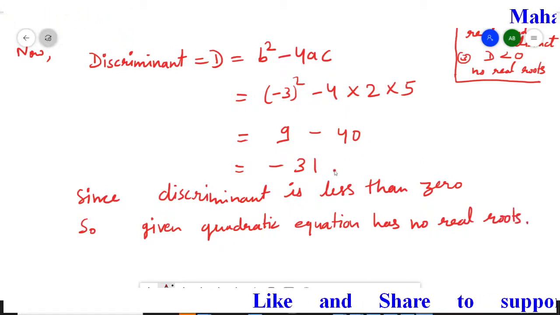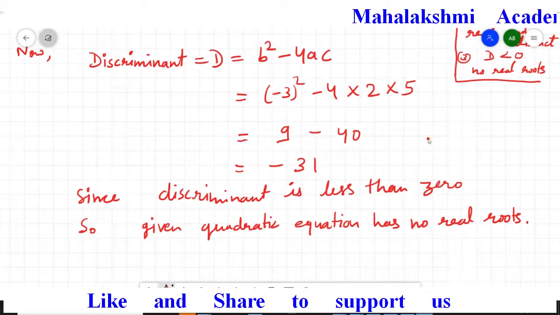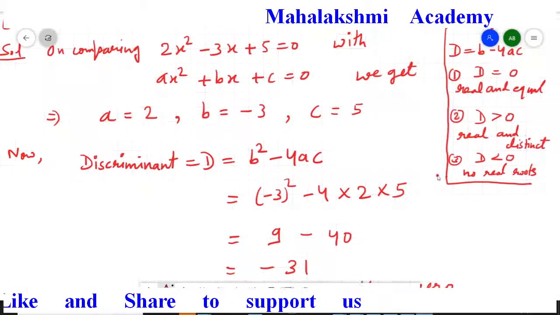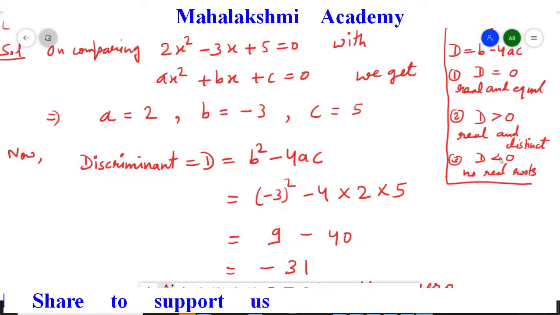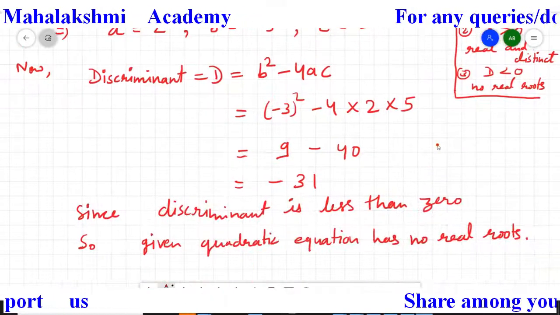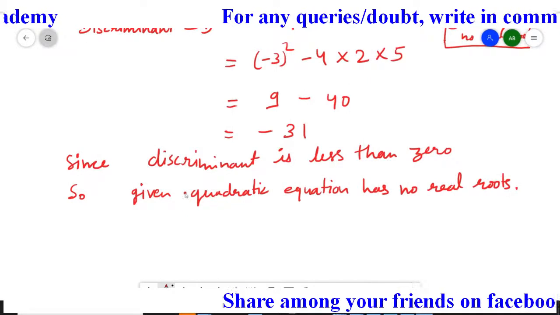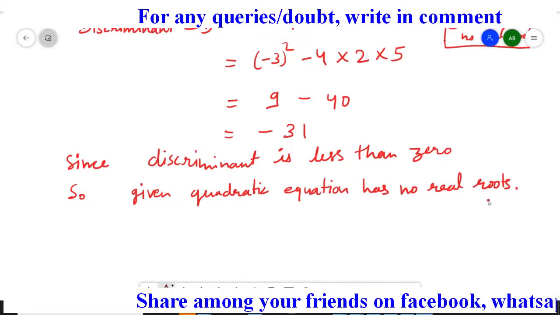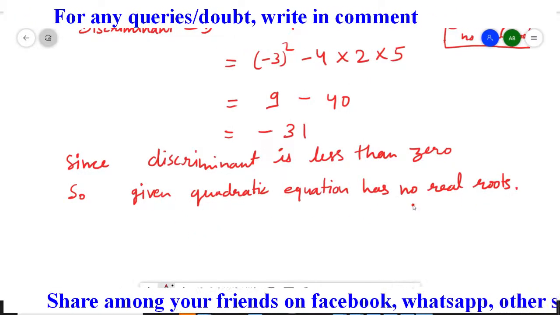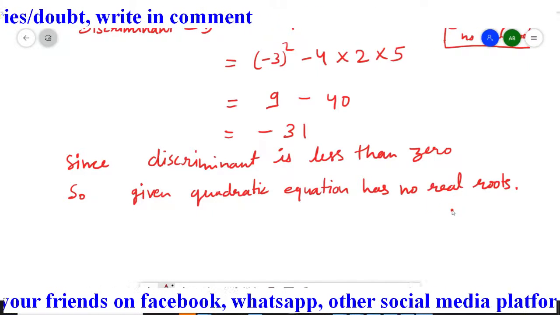If we get a negative number, then it has no real roots. So like this, these three cases are very important, which I wrote here. You have to learn them, and according to the cases you have to write down your conclusion. Since here we got discriminant less than 0, that's why I wrote here the quadratic equation has no real root. This is named as the nature of the roots. So the first part is completed.